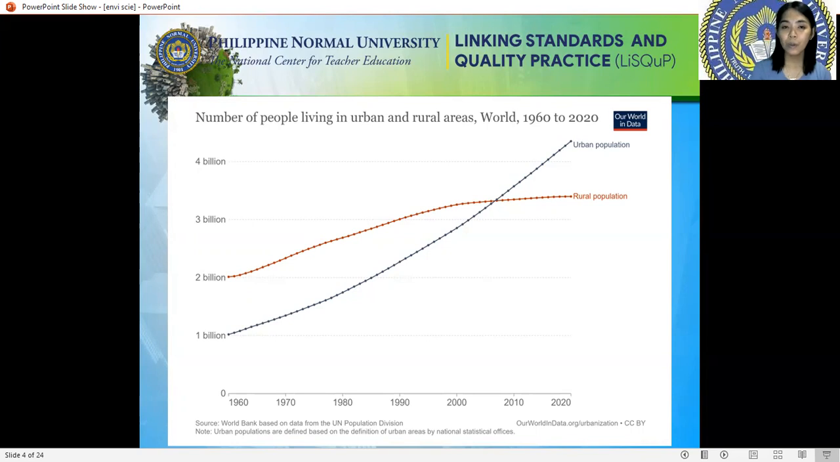However, from 2000 up to 2020, it stagnates, meaning the rural population is nearly not growing. Compared with the urban areas, mas rapid ang pag-increase ng population sa urban areas. Again, there are different reasons why people migrate going to urban areas.